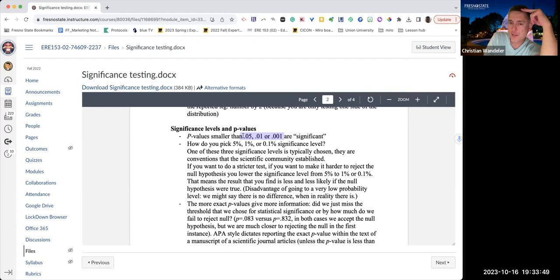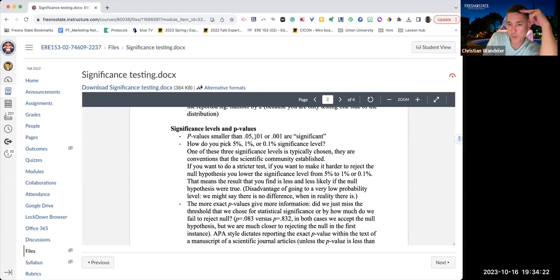Now, if it's 0.049, it starts to change. It's significant at the 5% level. But if you chose the 0.01 or 0.001 level, we would still retain the null. We would still say that at the significance level that we picked, it's not significant.